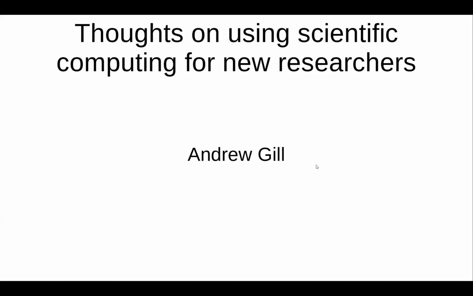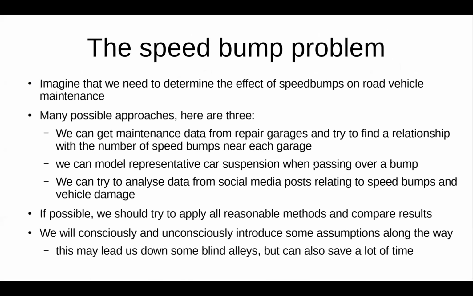So I thought to start off, let's take a problem that probably everybody can wrap their head around. Suppose that some politician has driven over a speed bump fast and damaged his car, and now he's putting together a ministerial committee and dumped loads of funding into universities on how much damage speed bumps are doing to cars and how much the extra maintenance costs are. So we need to figure out the effect of speed bumps on road vehicle maintenance.